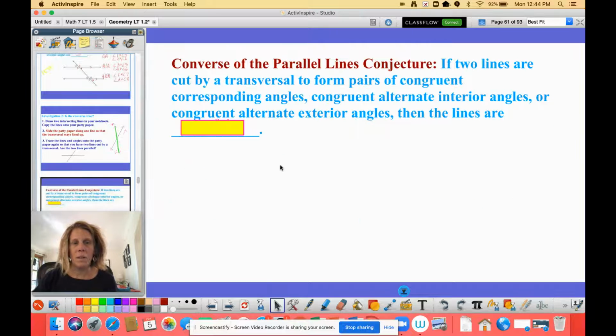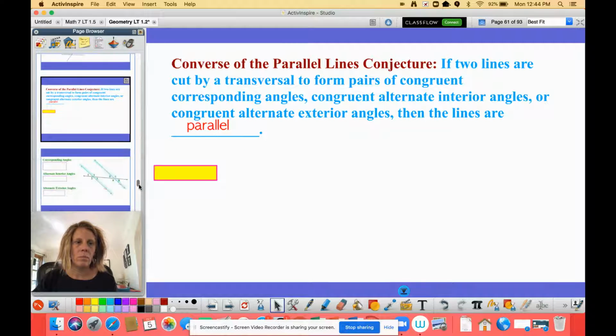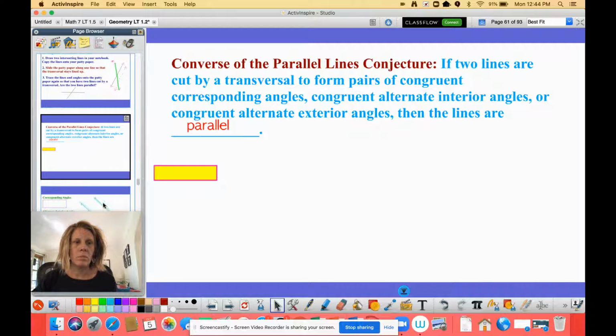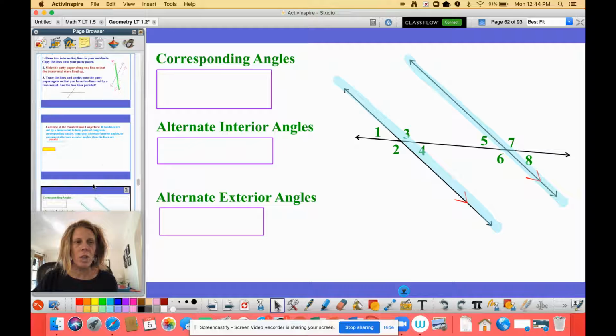Well, they should be. And this is called the converse of the parallel lines conjecture. So we switched those two statements. If two lines are cut by a transversal to form pairs of congruent corresponding angles, congruent alternate interior angles, or congruent alternate exterior angles, then the lines are parallel. Pause the video if you need to get that definition down.